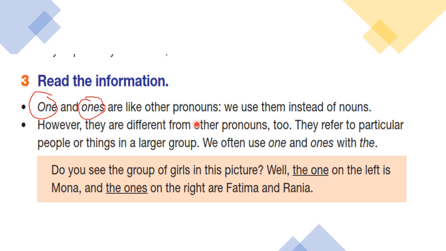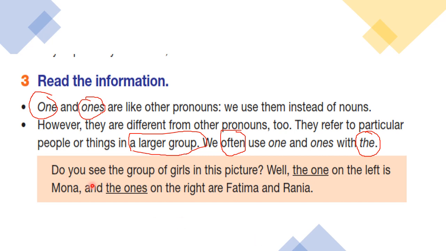One and ones are like other pronouns. We use them instead of nouns. However, they are different from the pronouns too. They refer to particular people or things in a larger group, so they are part of bigger groups. We often use one and ones with the. Notice that I use one or ones with the, and here it says often, so generally. Okay.